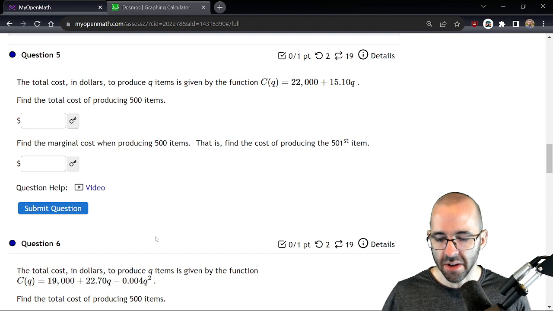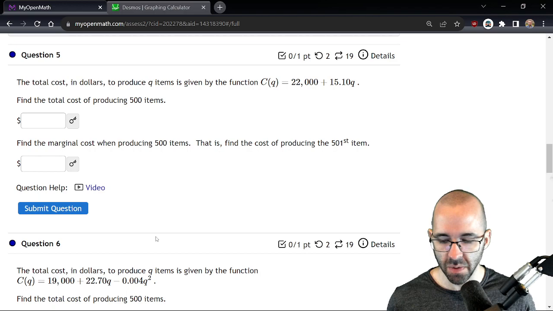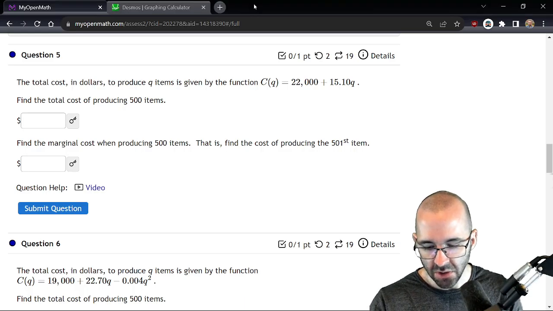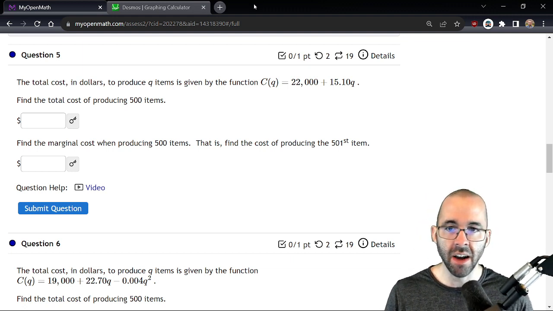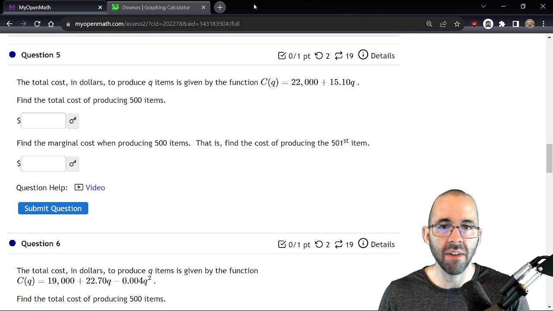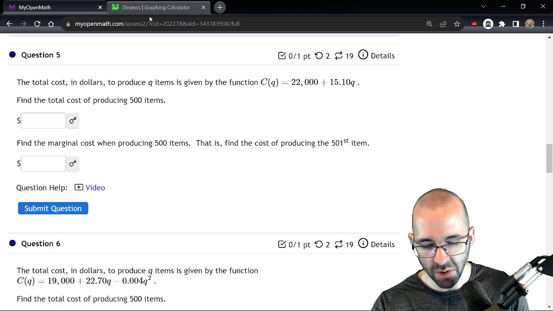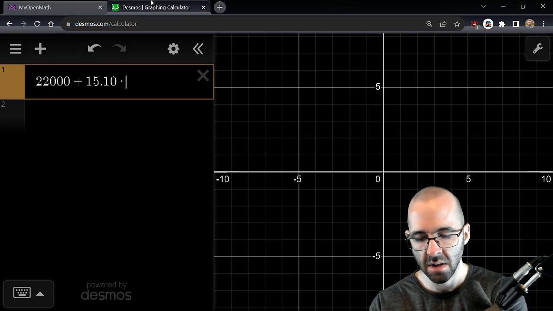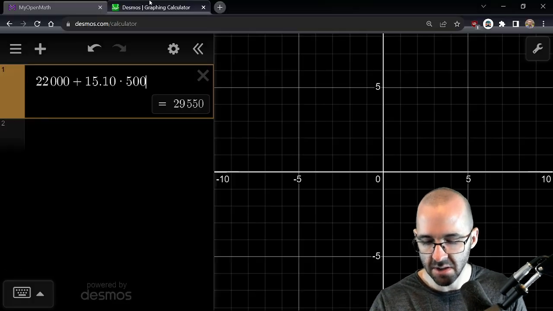The total cost in dollars to produce Q items is given by this cost function, C of Q. We're going to answer some questions about that. So find the total cost of producing 500 items. Well, the cost of 500 items is just going to be what happens when we plug 500 items into this cost function. That's going to be 22,000 plus 1510 times Q. And we're curious for 500 items, it's going to be $29,550.